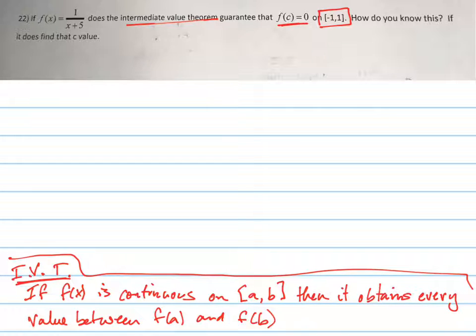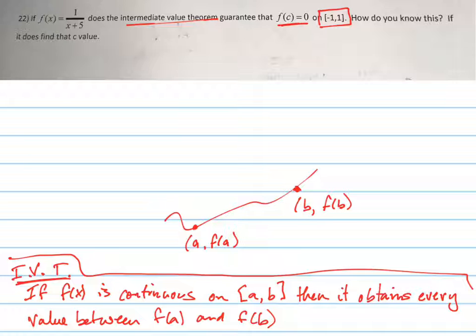So the intermediate value theorem says that if we have a continuous function on a closed interval, then that function will obtain every value between f of a and f of b. So think of it like this. If you have a graph like this, and here's a, and here's b. So this point is b, f of b, right? This point is a, comma, f of a.